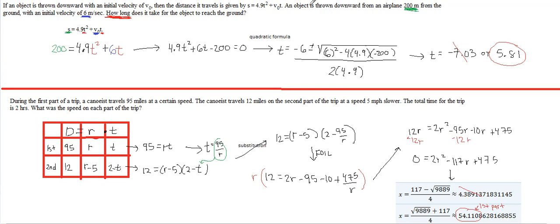So then we have an object is thrown downward from an airplane 200 meters from the ground with initial velocity of 6 meters per second. How long does it take? So I tried to color code it. How long is talking about the time, which is what t stands for. So we're trying to solve for t.